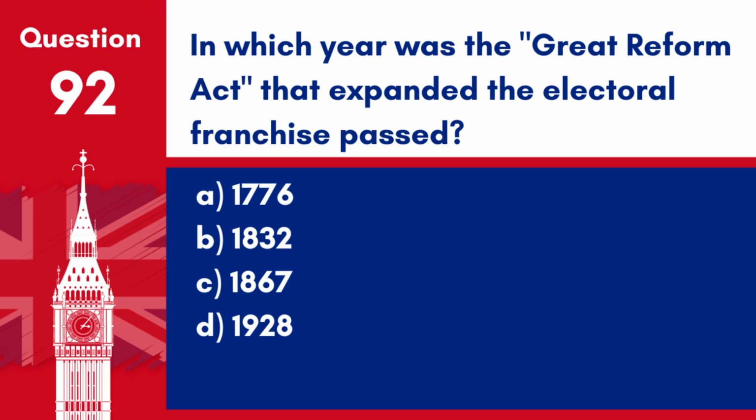Question 92. In which year was the Great Reform Act that expanded the electoral franchise passed? A. 1776. B. 1832. C. 1867. D. 1928. Answer. B. 1832. The Representation of the People Act 1832, commonly known as the Great Reform Act, expanded the electoral franchise in England and Wales, marking a significant step towards broader democratic representation.